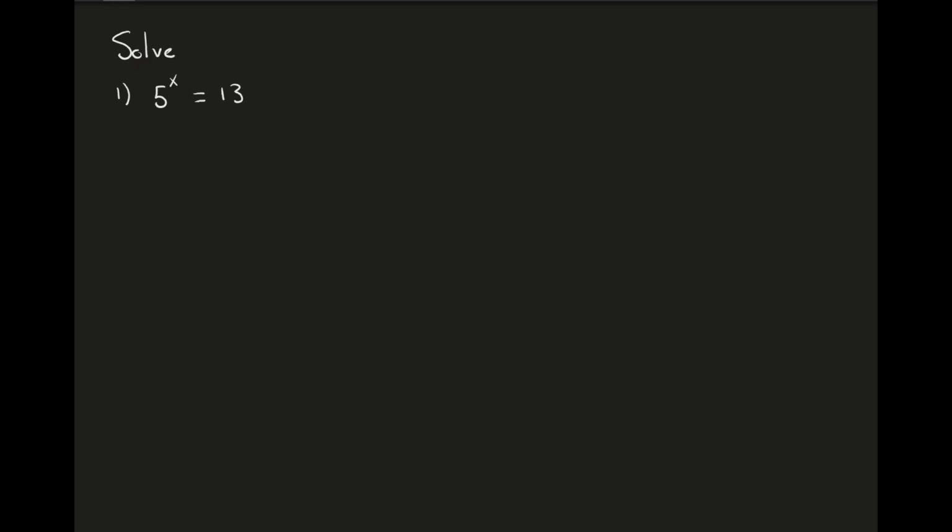So that's where the logarithms come in. The first step is to choose your base. You can choose any base you want. If you need to find a decimal value, then I would choose either log base 10 or natural log. So I'm going to try log base 10, the common log. And what you would do is take the logarithm of both sides. So log of 5 to the x is equal to log of 13.